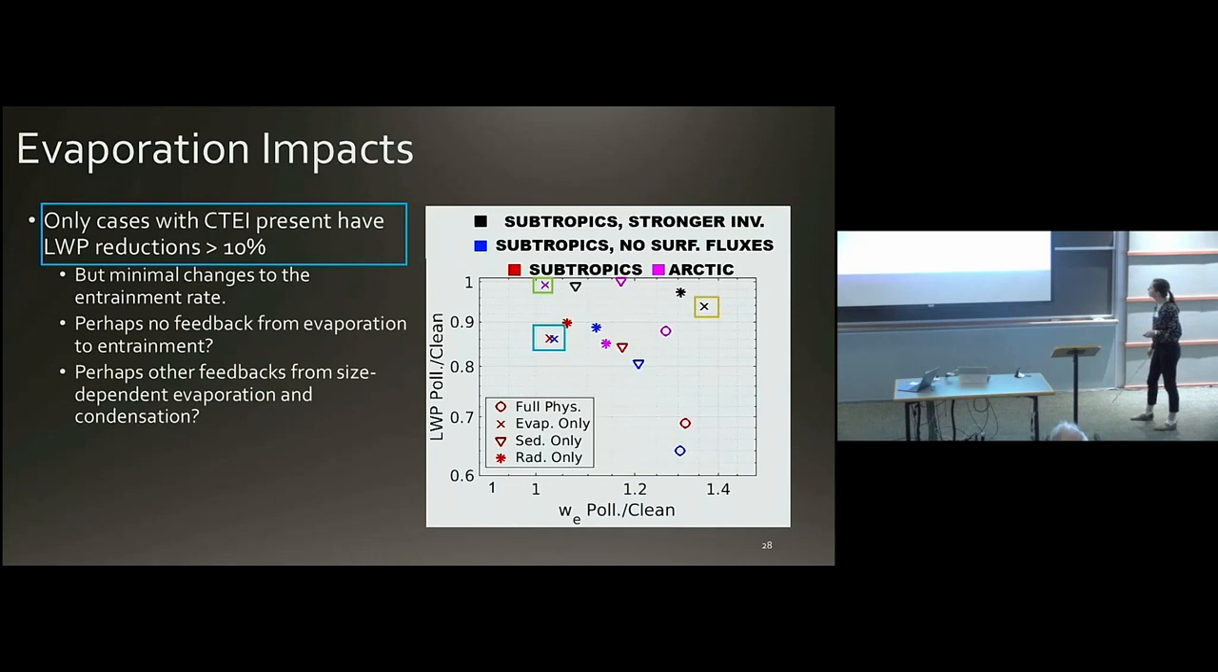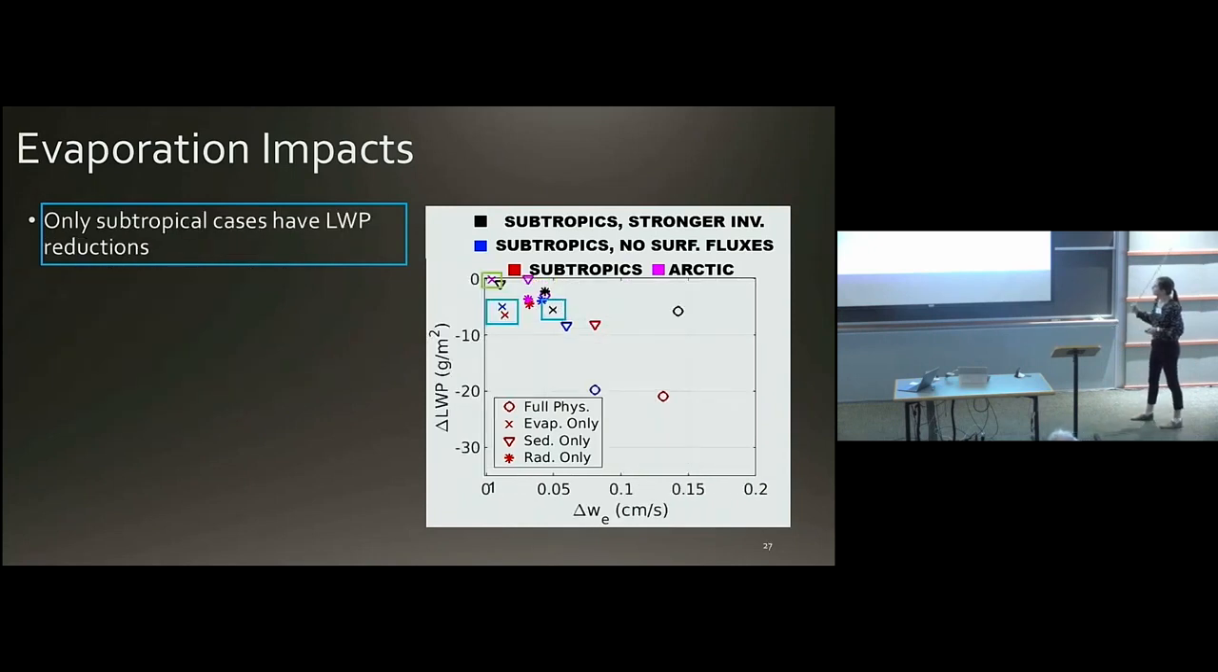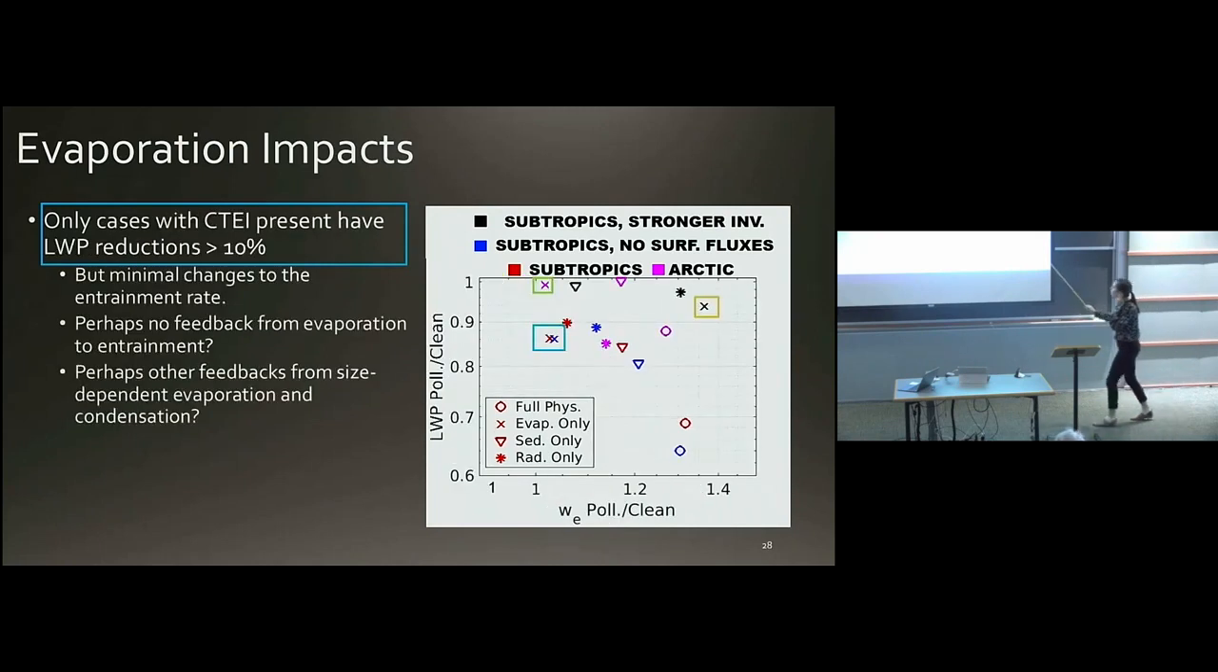So this is a little less clear. I think what's going on is these evaporation tests aren't nearly as clearly tied to the entrainment changes at cloud top, and so there's kind of two ideas I have with this. Perhaps that we are not really getting a feedback from the evaporation to the entrainment, or maybe that feedback is just being masked by other changes to size-dependent condensation and evaporation. Because in these tests, the size-dependent evaporation and condensation is being applied throughout the whole cloud, not just cloud top.